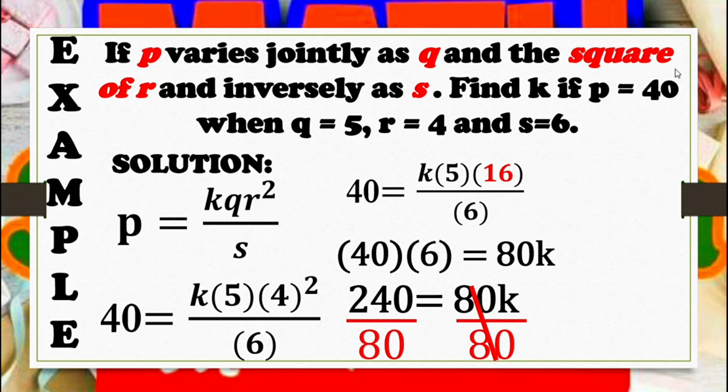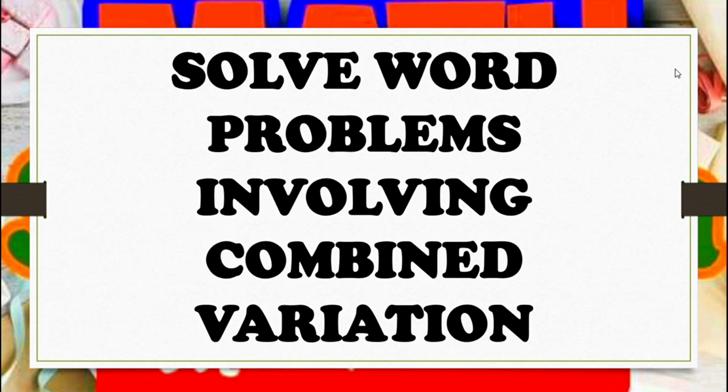So the quotient of 240 and 80 is 3. So our constant of variation is equal to 3. This time, let's apply our learnings as we solve word problems involving combined variation. Let's have our first example.